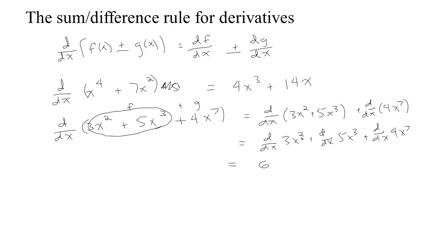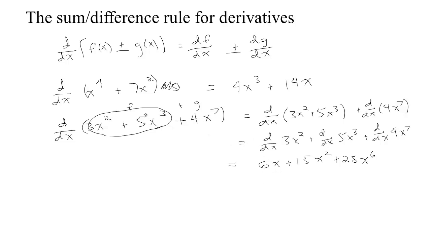So we just get, let's see, the 2 comes down, 2 times 3 is 6x to the 1, plus the 3 comes down, 3 times 5 is 15x squared, and then when the 7 comes down, 4 times 7 is 28x to the 6th. We've got our derivative. So if there are multiple terms, then you just take the derivative of each one of those terms that's added.